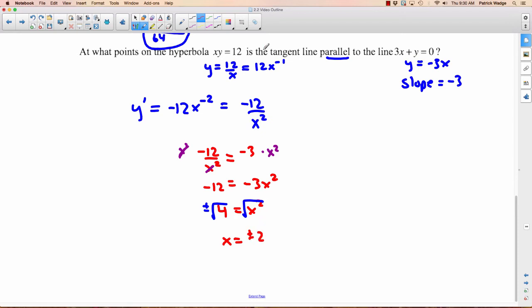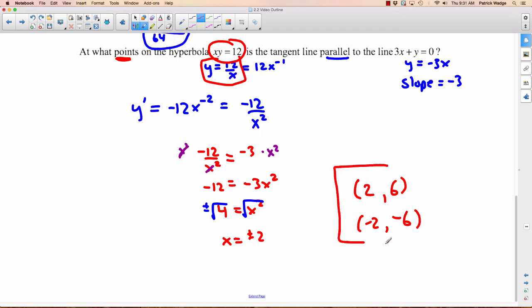So what are we looking for here? We're looking for at what points. So we have our two x values. The x values are 2 and negative 2, but we need some y values. How are we going to get them? Well, we're interested in the points on this hyperbola, so all we have to do is plug those values into this equation right here, or this one right here would be even better. Either one works. So if I do it in the top one, 2 times what equals 12? 2 times 6 equals 12. If I do it for the second one, if I put negative 2 here, negative 2 times what equals 12? Negative 2 times negative 6.